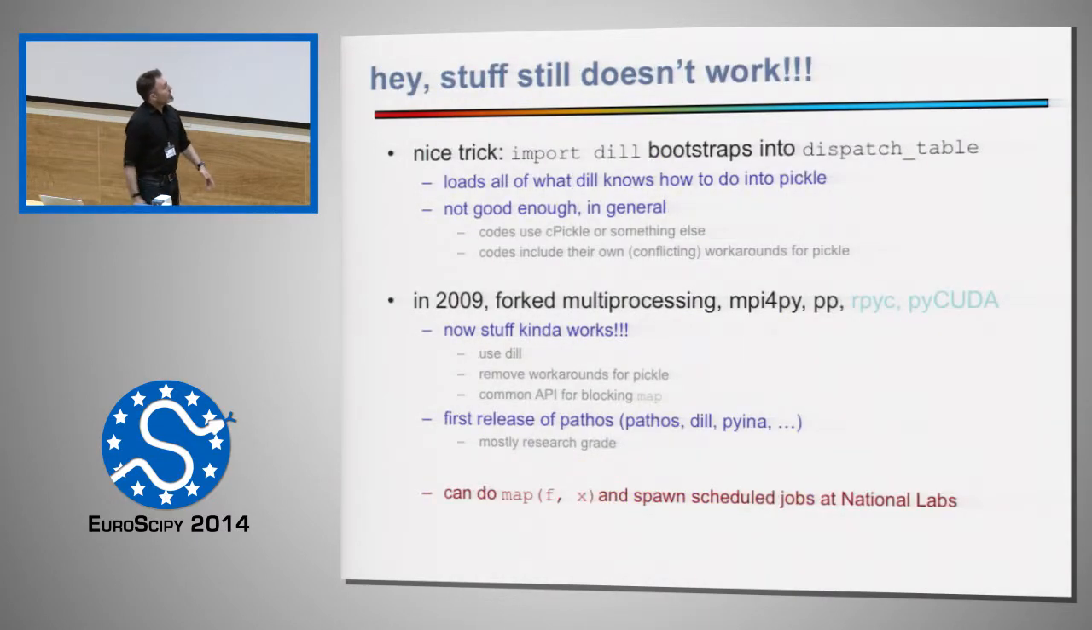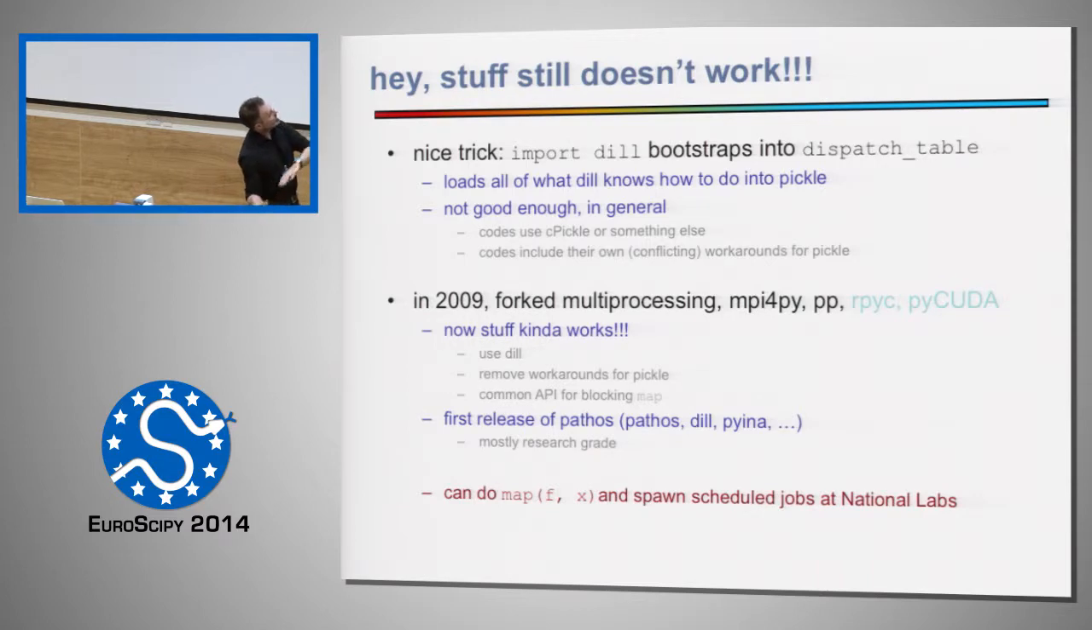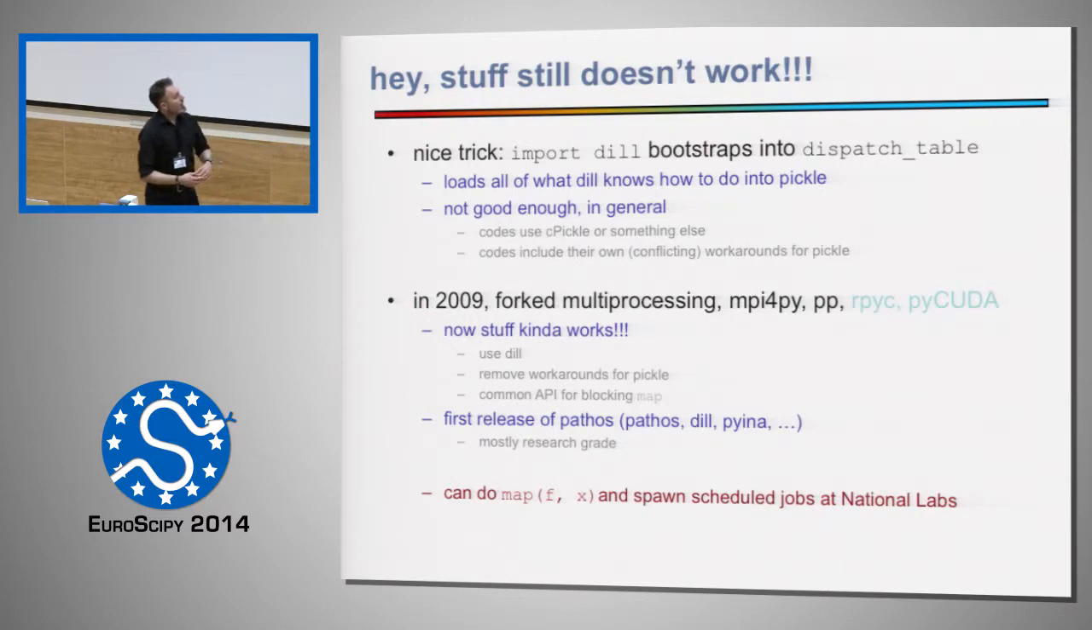And the unfortunate part is it still didn't work in that most code used pickle, and I couldn't touch pickle's code, right? So I wanted to use it in multiprocessing. I wanted to use it in other code. And I basically couldn't because I had dill and it was pickle, and pickle was part of the language. So what I did is I did a nice bootstrap trick, which pulled everything that dill knows into pickle, and it still didn't work.